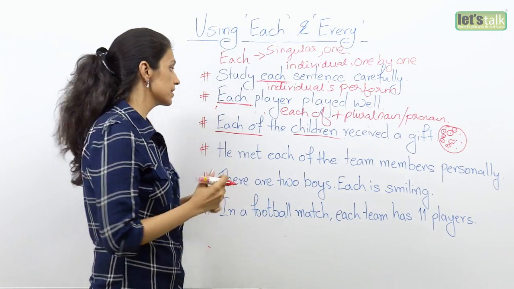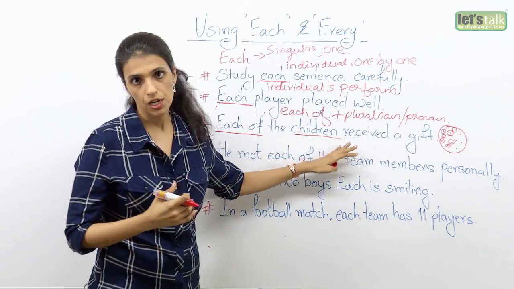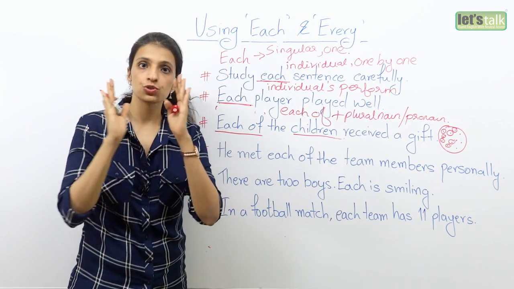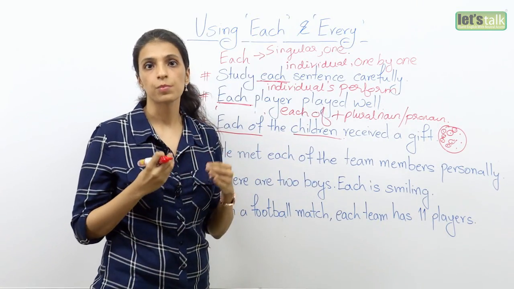All right. Well, this cannot be in the case of every. You cannot say every of the children. You always say each of. But do remember, after you use each of, do put the noun or the pronoun in plural.